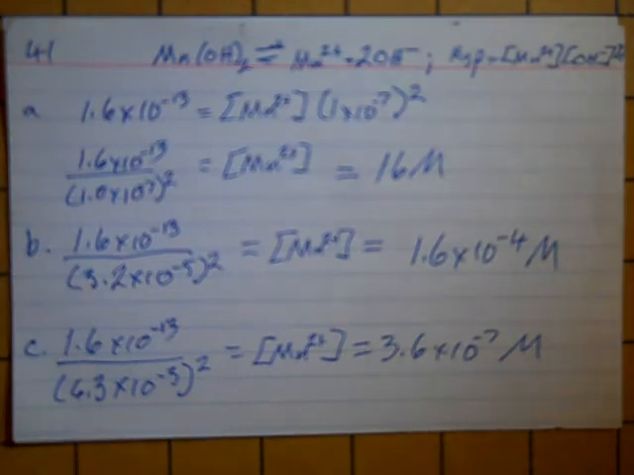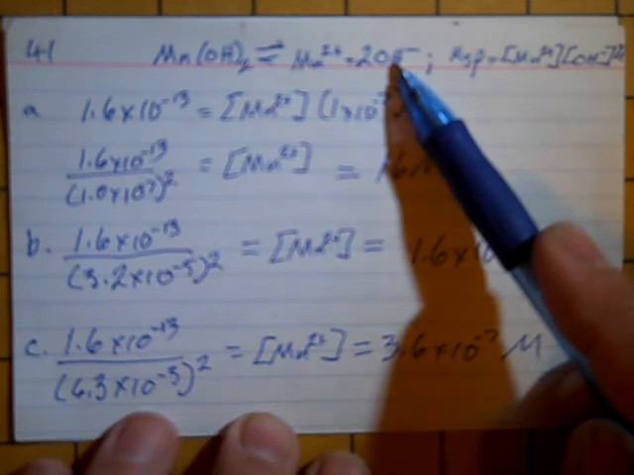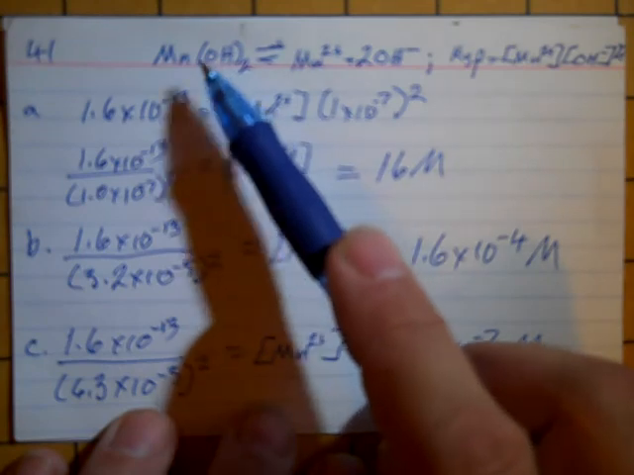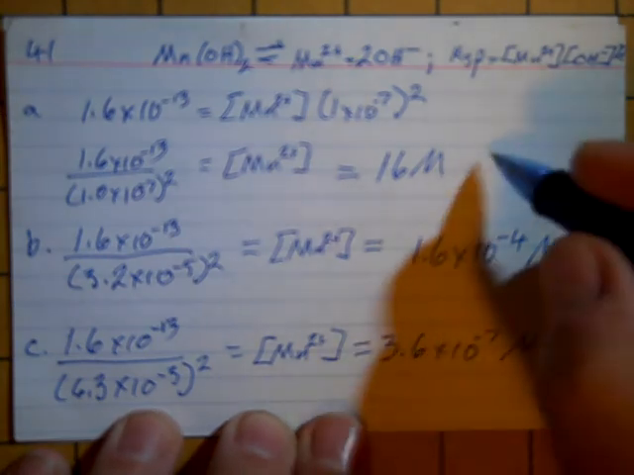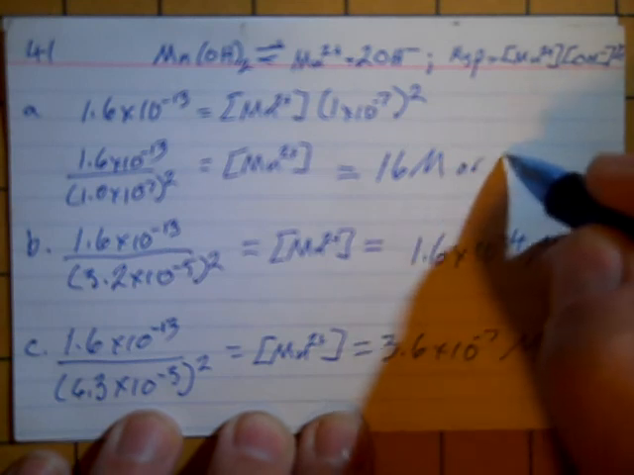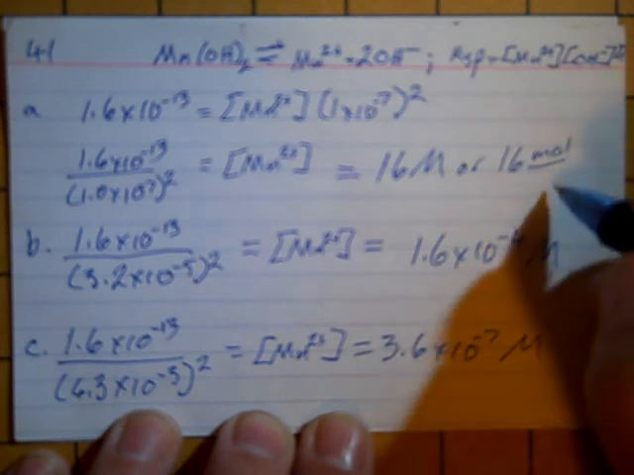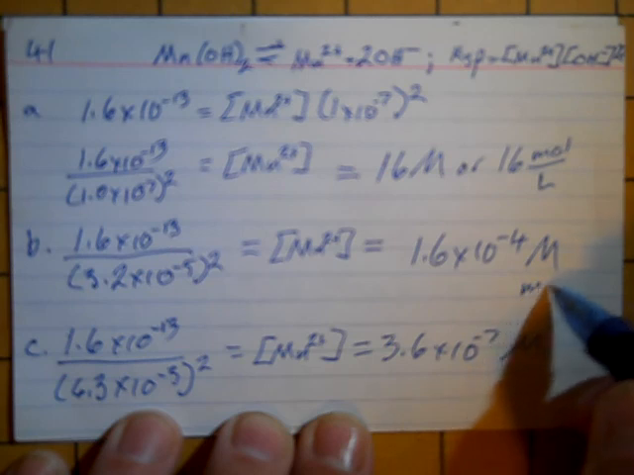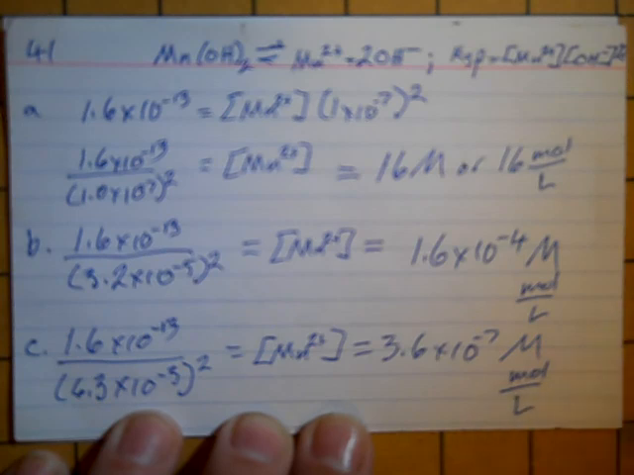All right. In every one of these cases, because the hydroxide was being set for us as our common ion, the concentration of manganese is the molar solubility, because this is 1 for 1. So each of these molarities for the manganese ion is that there's 16 moles of manganese hydroxide that dissolves per liter. That these can all be moles per liter of manganese hydroxide that dissolve.